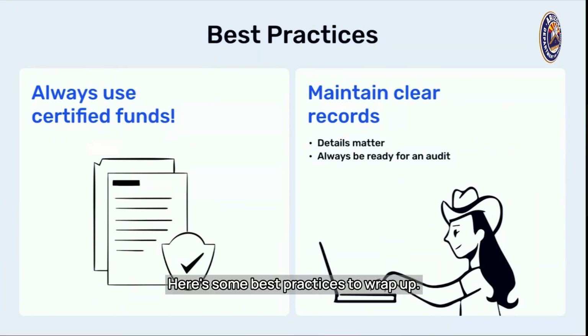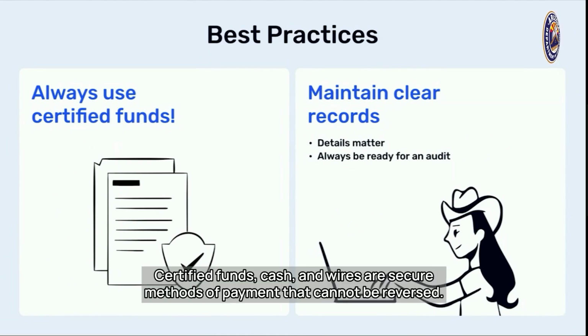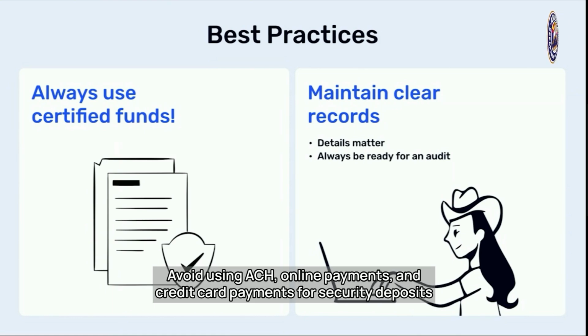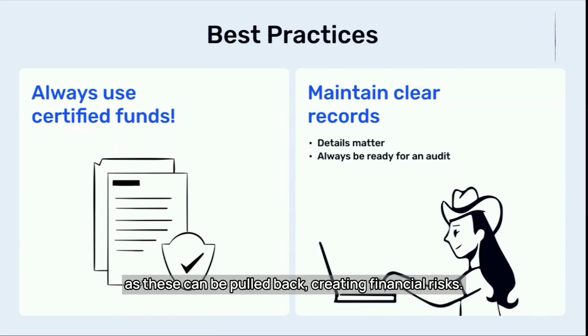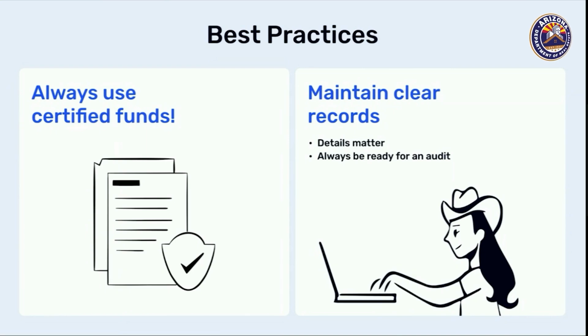Here are some best practices to wrap up. Always use certified funds. Certified funds, cash, and wires are secure methods of payment that cannot be reversed. Avoid using ACH, online payments, and credit card payments for security deposits, as these can be pulled back, creating financial risks. Using secure payment methods minimizes the risk of fraud and ensures that the funds are reliably available.